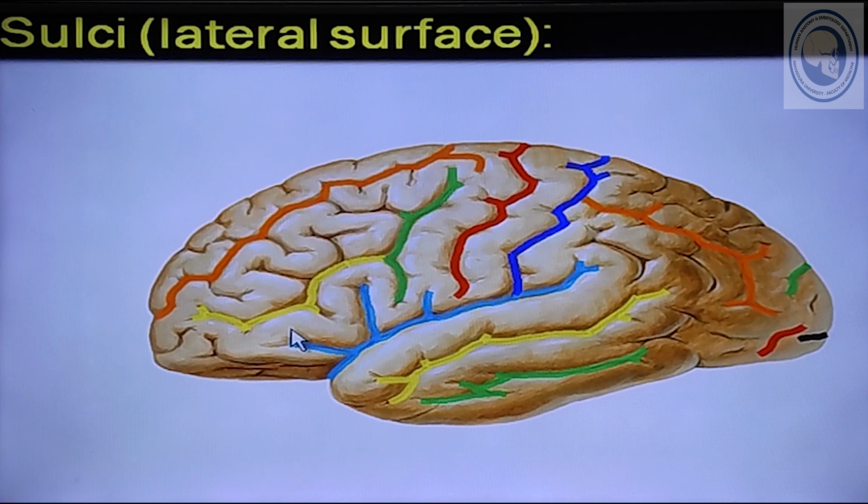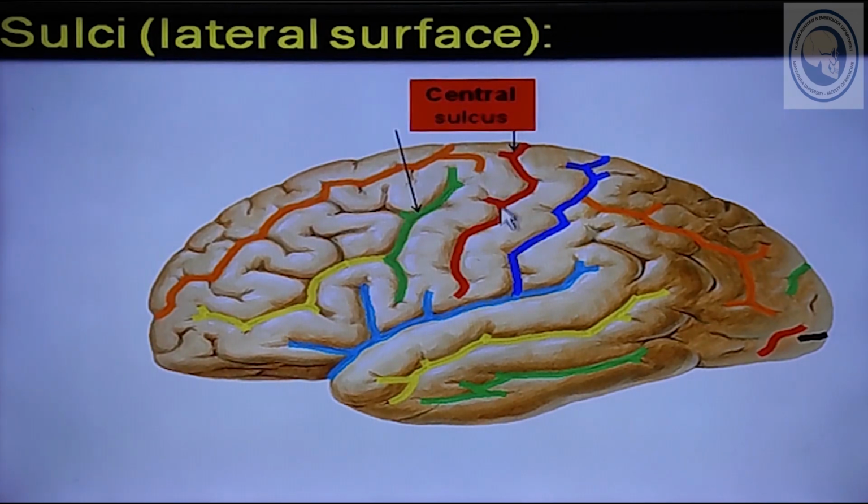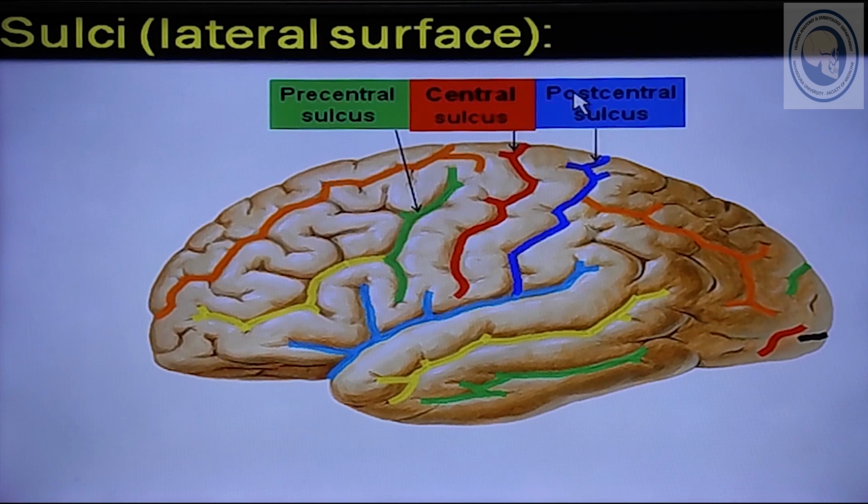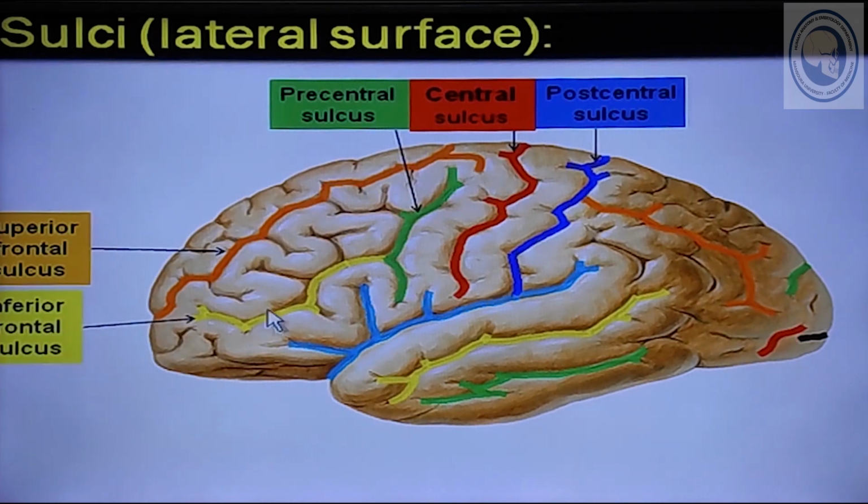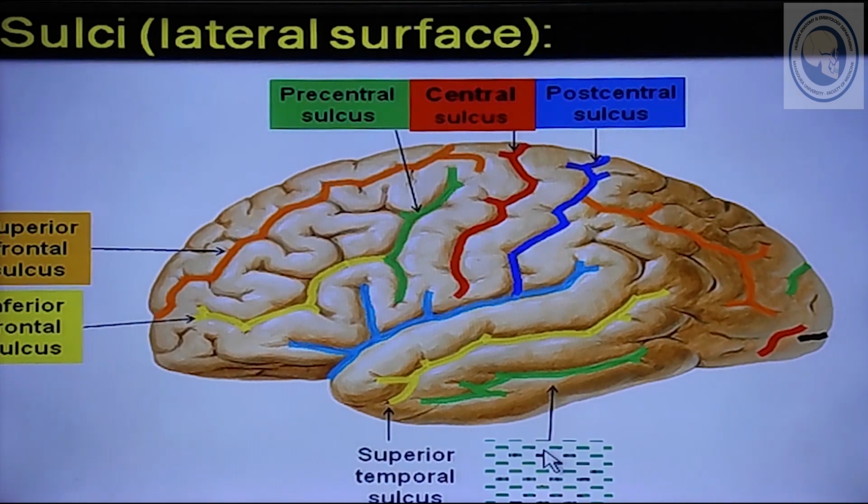What about all important sulci present on the lateral surface? Firstly, we know about the central sulcus. What else? We will find another sulcus anteriorly and parallel to the central sulcus called the precentral sulcus. Also, we have another one behind and parallel to the central sulcus called postcentral sulcus. In the frontal lobe, we have superior and inferior frontal sulci. In the temporal lobe, we have superior and inferior temporal sulci.